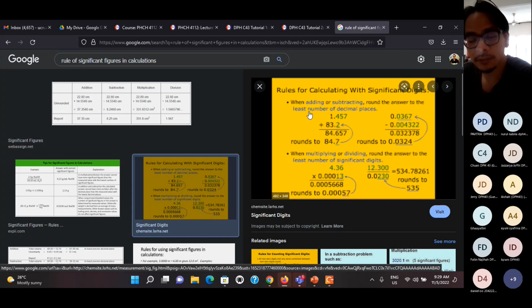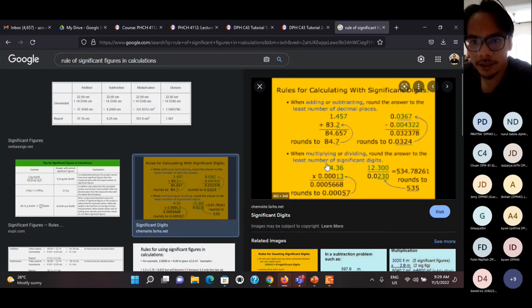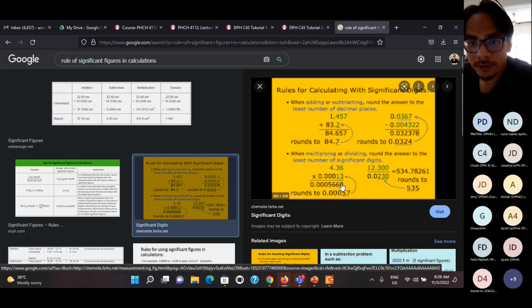Okay, itu kalau tambah dan tolak. Tapi kalau darab dan bahagi, kamu kena bundarkan the answer to the least number of significant figures. So I see lah, that's why saya silap tadi dalam soalan yang saya bagi tadi. So dalam soalan contoh yang dia bagi ni, 4.36 darab dengan 0.0013. So the least number of significant figures kat sini adalah 2, 1 dan 3. Kat atas ni ada 3. So kalau kamu nak bundarkan your final answer, bundarkan kepada 2 significant figures.